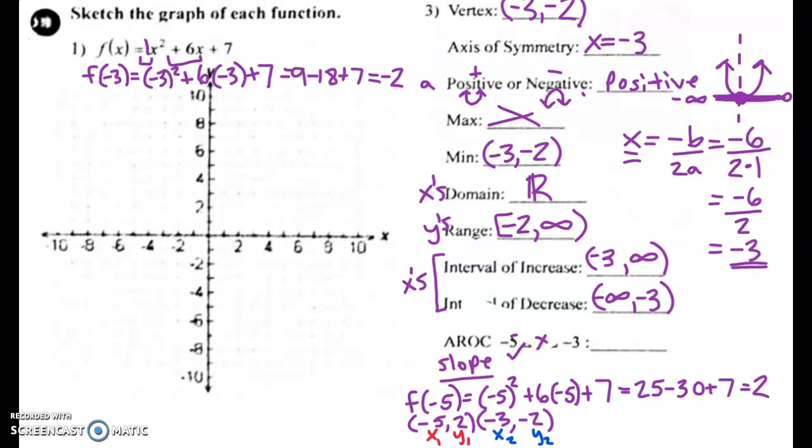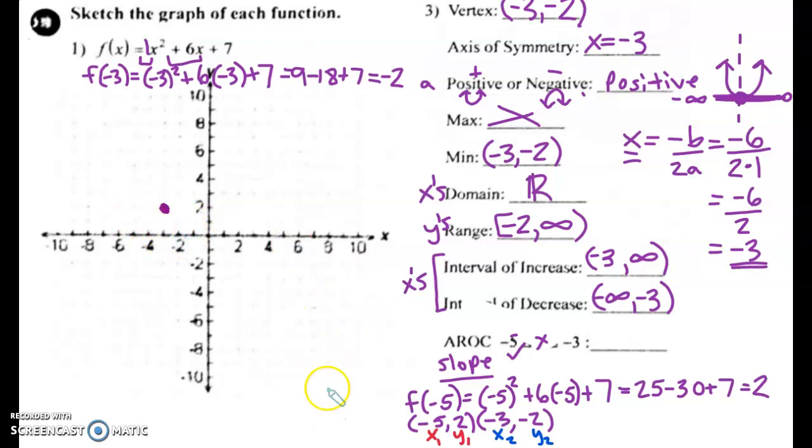So let's see, let's do the vertex first. So the vertex, remember, was at (-3, -2). So I'm going to go 1, 2, 3, positive 1, 2. Sorry, this graph is really janky. I couldn't get a clear one. Okay, and then you got to ask yourself, is it opening up or down? Well, we already determined it opens up because the a value is positive. So we just need to do the pattern for our graph.